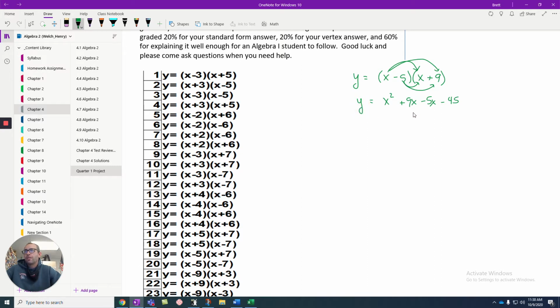The only thing I have left to put it in standard form would be to combine some like terms. And since I have a 9x and a negative 5x, I can combine those to make my equation say y equals x squared plus 4x minus 45. This is the standard form of the equation.